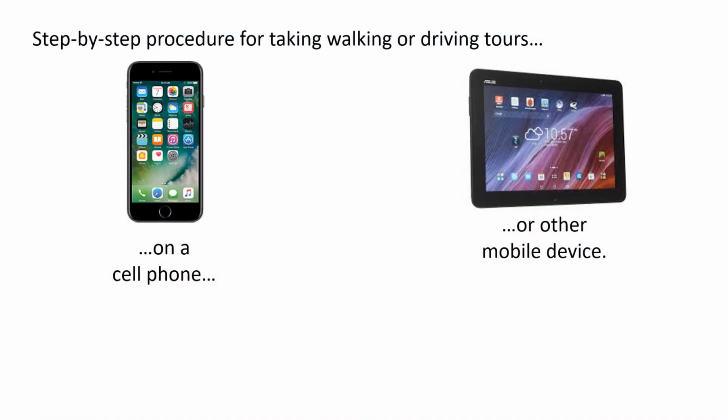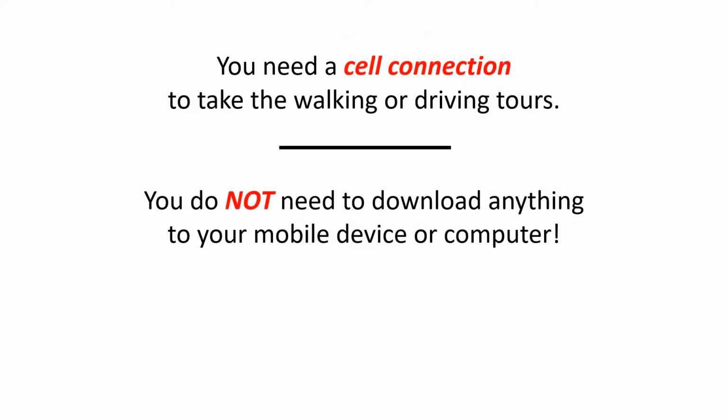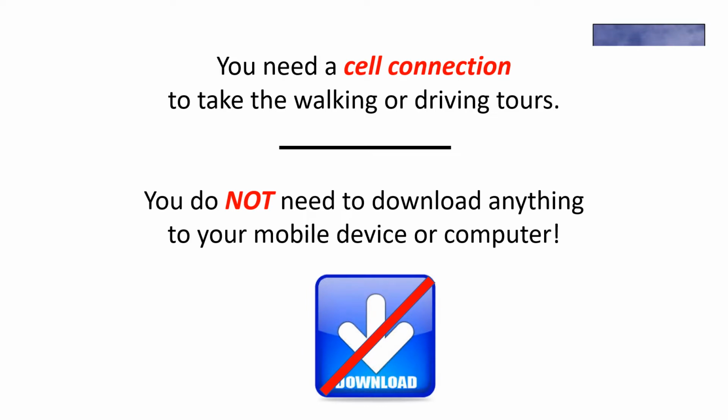In this short video, you will see a step-by-step procedure for how to take a Clio tour on foot or in your vehicle using a cell phone or other mobile device. You can also take a virtual tour on a desktop or laptop computer. To take the walking or driving tours, you will need a cell connection to your mobile device. But you do not need to download anything to your mobile device or computer.